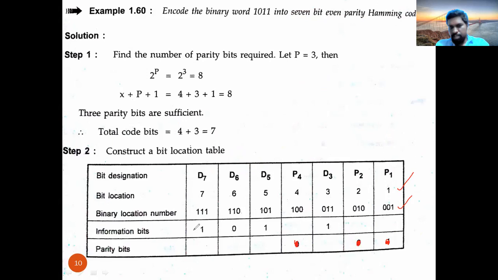So write down the information given in the columns of D. Why? Because the given information is the data bits. That's why write down the information only in the data bits, the D values. So 1, 0, 1, 1. And your task is to find these 3 values. So how will you find them?